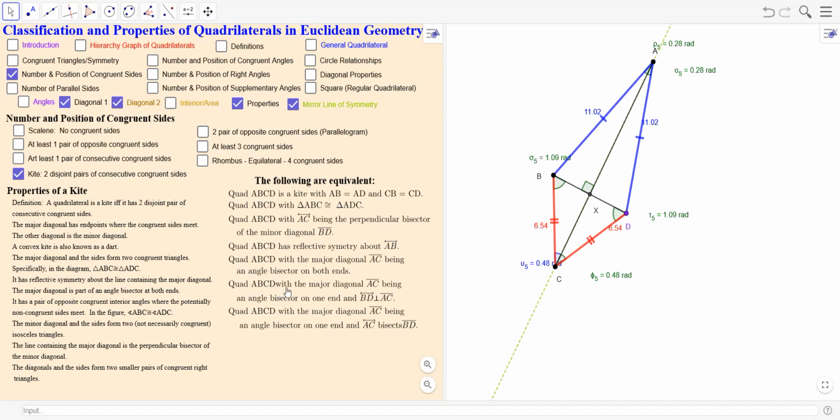And we have quadrilateral ABCD with the major diagonal being an angle bisector on one end, and BD is perpendicular to AC. That's enough to make it be a kite. And quadrilateral ABCD with the major diagonal being an angle bisector on one end and AC bisecting BD. All of these proofs boil down to proving that we have this pair of congruent triangles. So if we can take the congruent triangles and show that all of these other things are true, and then take each one of these and show that we have the congruent triangles, we've shown that these are all equivalent to each other. We'll look at that proof in our next video.